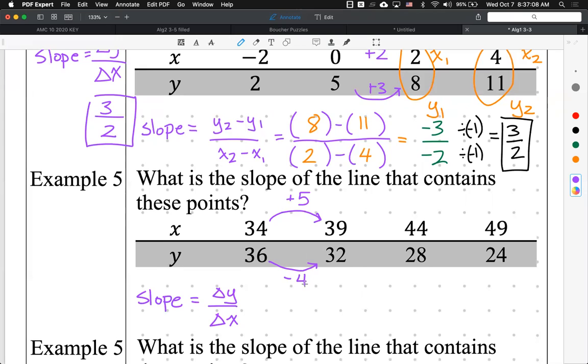All right, so Carlos gave us our change in x, our change in y, and then I just plug it in, right? Our change in y is -4. Come down here and say our change in y is -4. Our change in x is +5. The answer is -4/5. Thank you, Carlos.